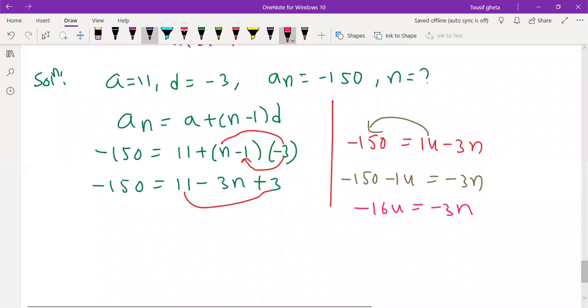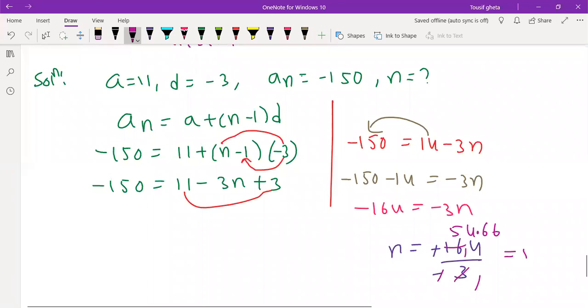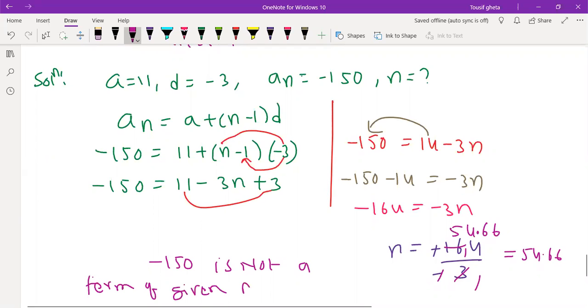So let's cancel. N is equal to 164 divided by 3. Both sides have minus, so we'll cancel it. Now it is not perfectly divisible. See, 3 ones are 3, 3 fives are 15, and in the 3 table 14 will not come. 3 fours are 12 and 2 will remain. Something like this, we will get 54.66. So minus 150 is not a term of the given AP. It's not a term of the given AP. Correct?